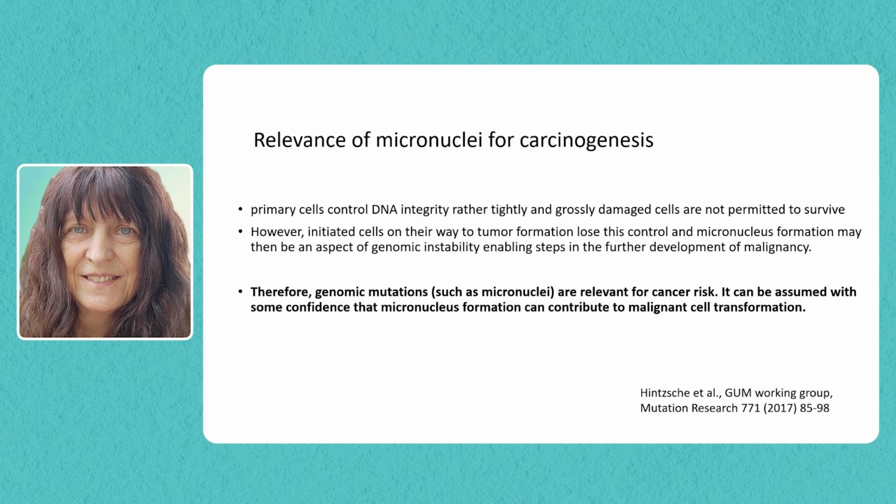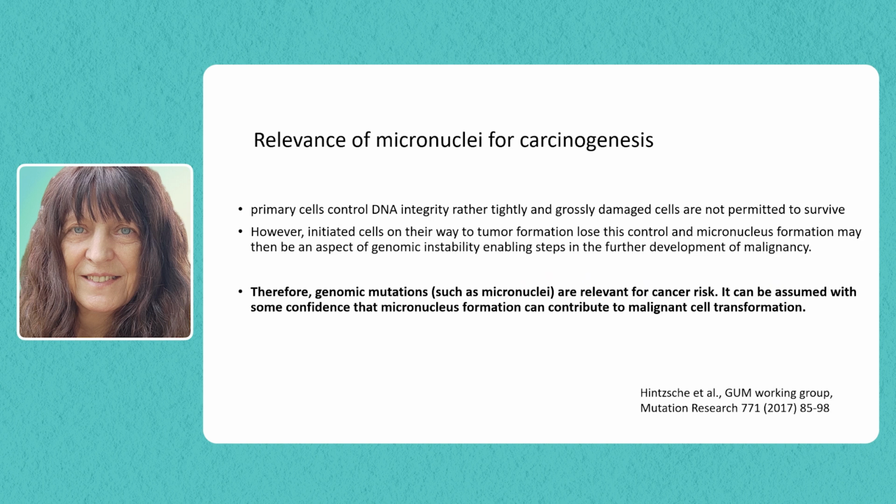So the conclusion of the working group, who searched all the literature available at this time point, which is already a few years ago again. Now I guess we could do another work group and another review, but we concluded then that primary cells control DNA integrity rather tightly, and if you have cells with a large damage, they're not permitted to survive. However, initiated cells on their way to tumor formation lose this control, and micronucleus formation may then be an aspect of genomic instability, which may enable further steps in the development of malignancy.